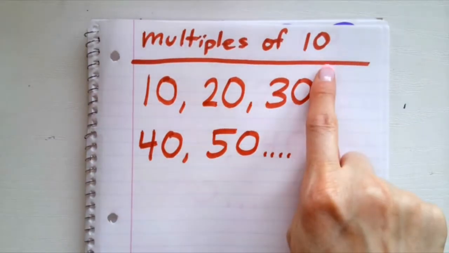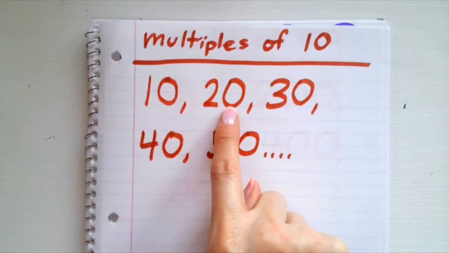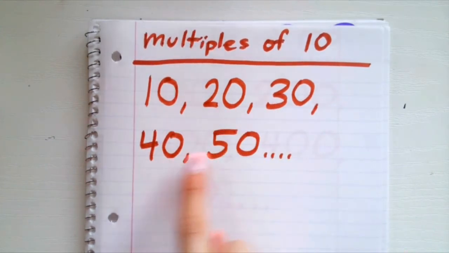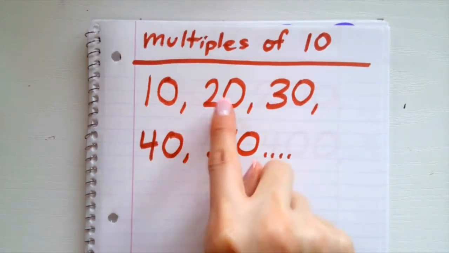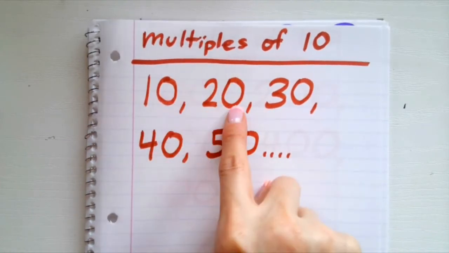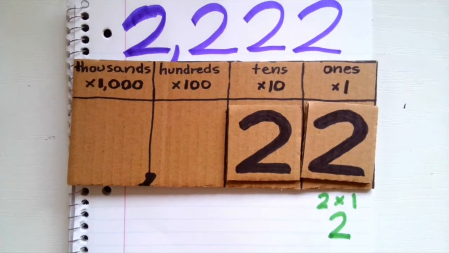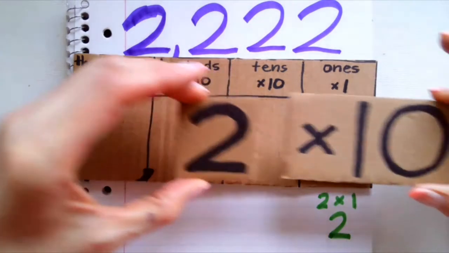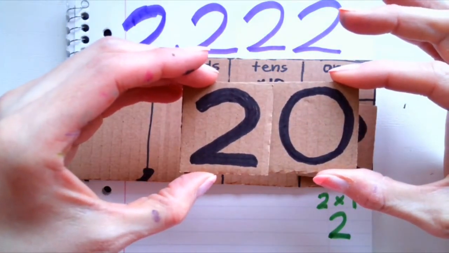Multiples of 10, or skip counting by 10, looks like this. 10, 20, 30, 40, 50, and so on. There are 2 tens, so we skip count twice. 10, 20. 2 times 10 is 20. Okay. There's another neat trick for multiplying by 10 I'll show you. Just remember, 2 times 10 is 20.